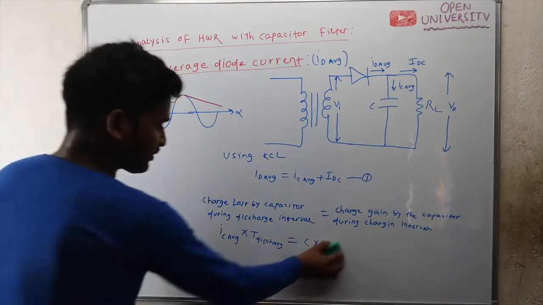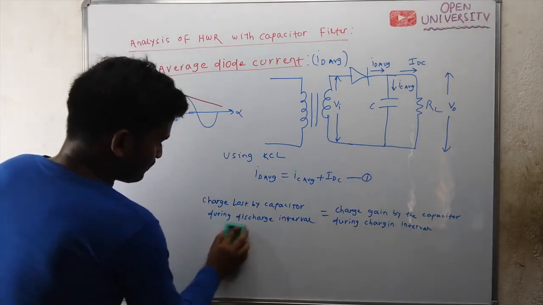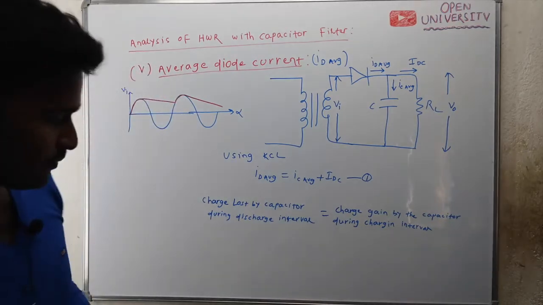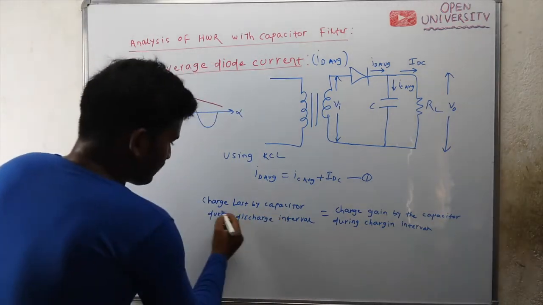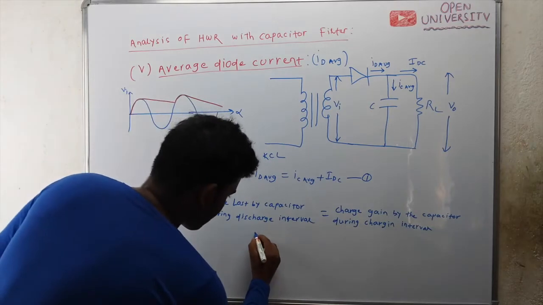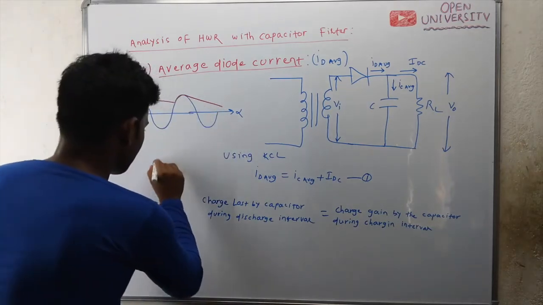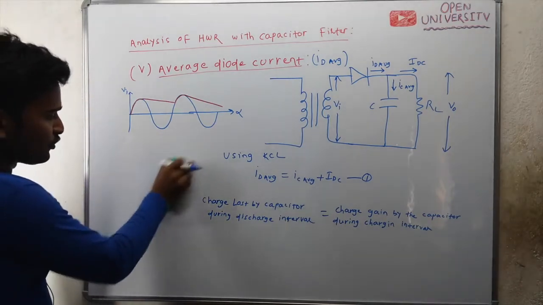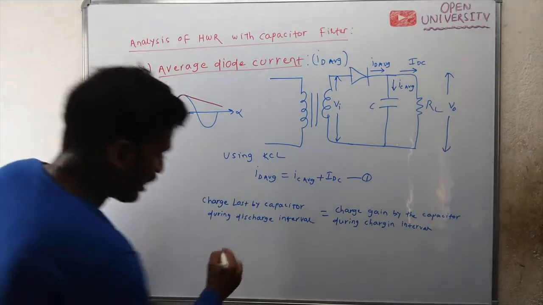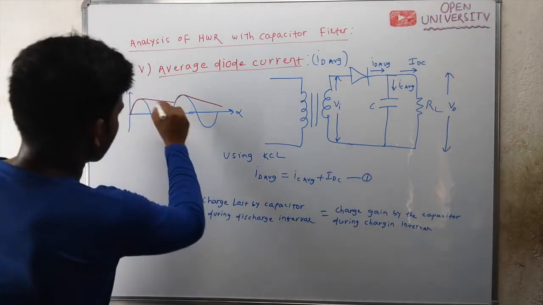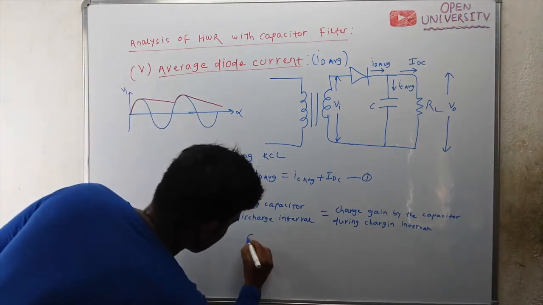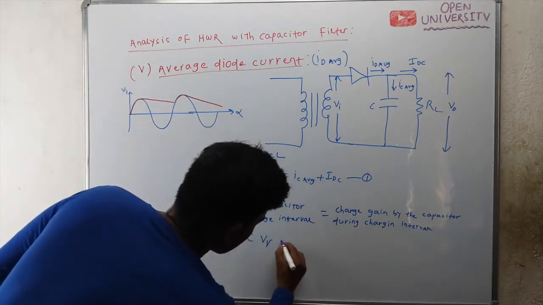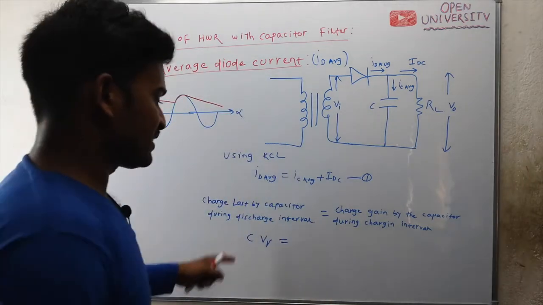Sorry, I was writing it the wrong way. Charge lost by the capacitor will be Q. What is the formula for Q? Q equal to C into V. So during the discharge interval, how much voltage is lost? By an amount VR. So C into VR is the charge lost by the capacitor.